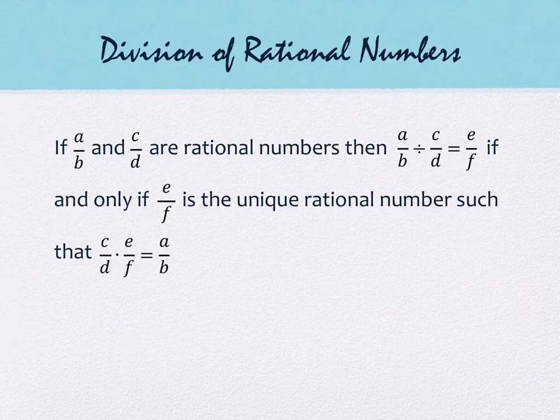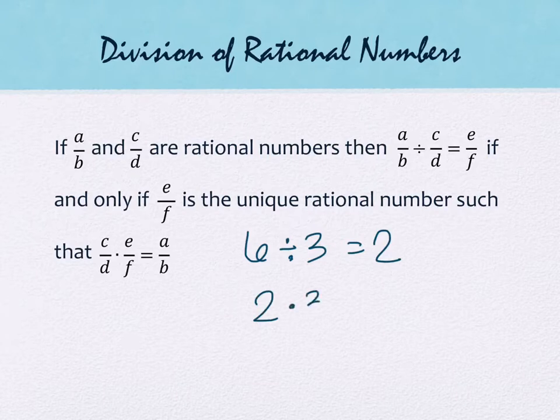So as with other times, I'm going to just show it to you in terms of some whole numbers because it's easier to manipulate them to see. But the reason that 6 divided by 3 is equal to 2 is because 2 times 3 is equal to 6. And that's what this is saying. This is a direct throwback to multiplication.